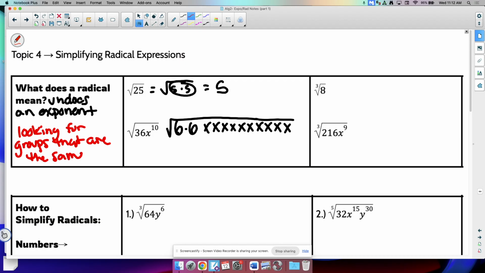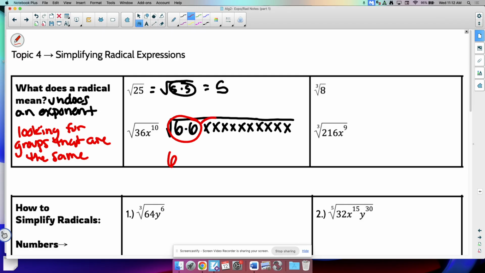So, again, a square root is looking to undo a second power. A second power means we have two of the same. So, a square root is looking to take out groups that are the same. Since it's a square root, it's looking for groups of 2. So the reason that the square root of 36 is 6 is because I can take out that group of 6. When we have x to the 10th, we are still looking for groups of 2.